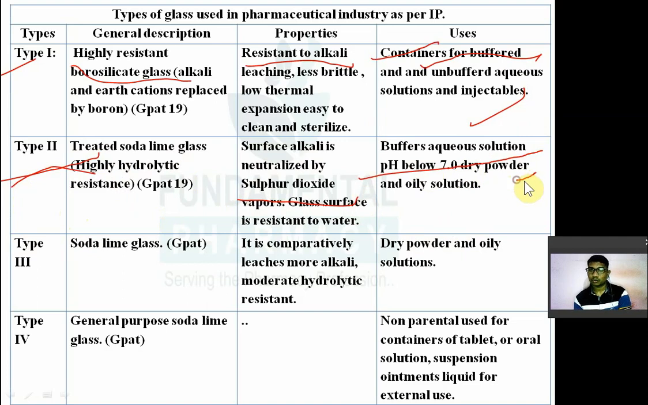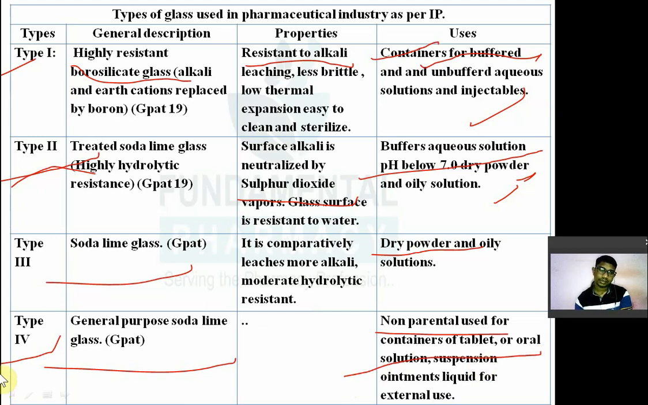for dry powders and for oily solutions. Type 3 is known as soda lime glass, and containers made from soda lime glass are used for dry powders and oily solutions. Now the next one is known as general purpose soda lime glass. General purpose means general purpose: for example, a container for tablets, then non-parenterals like syrups, solutions and elixirs. So general purpose soda lime glass is used for non-parenteral containers like containers for tablets, oral solutions, syrups, suspensions, ointments and liquids for external use, etc. These are the different types of glasses.